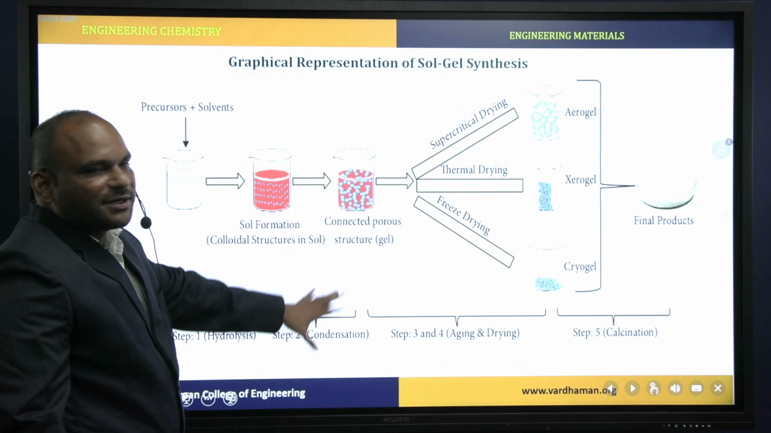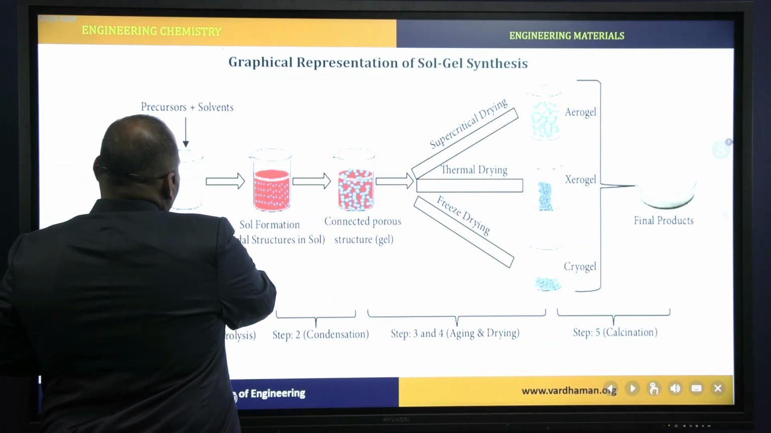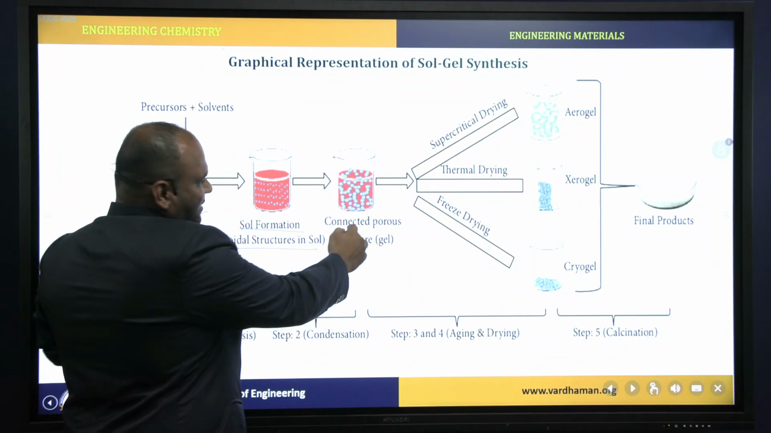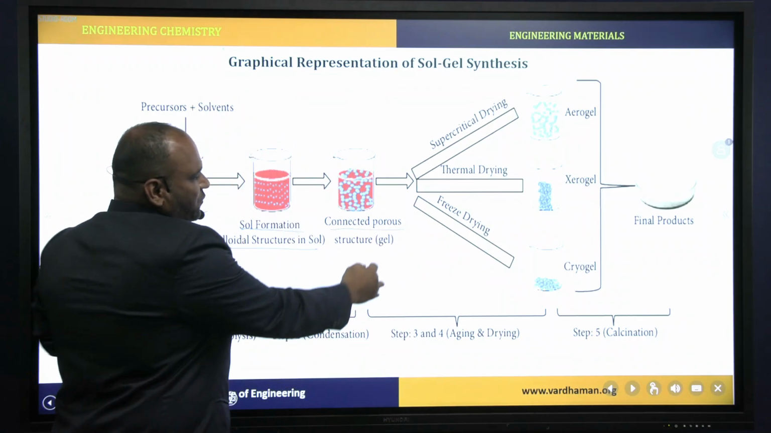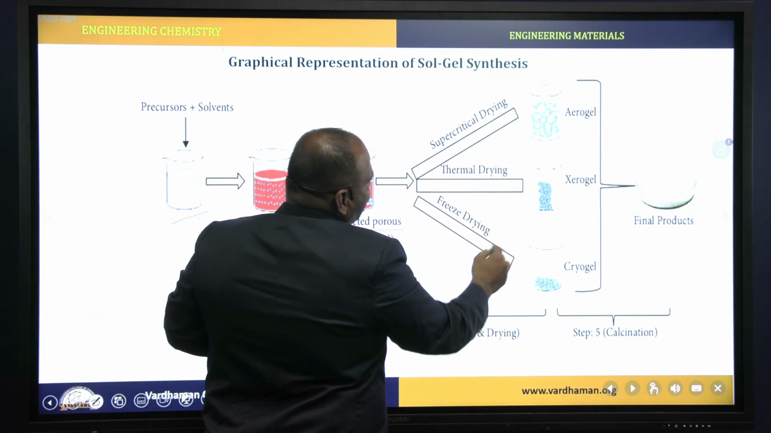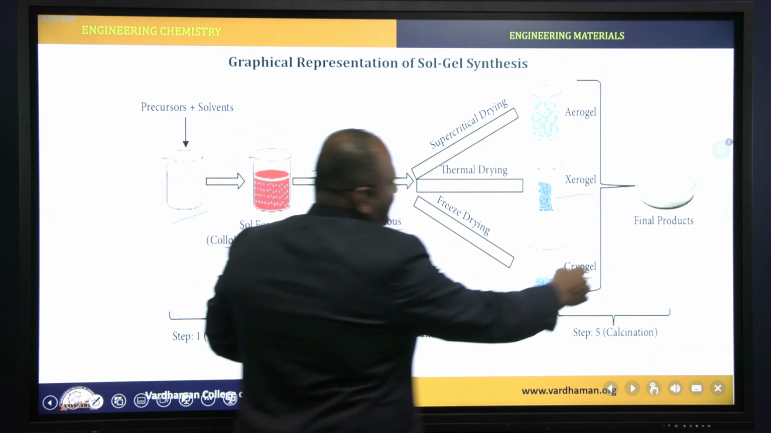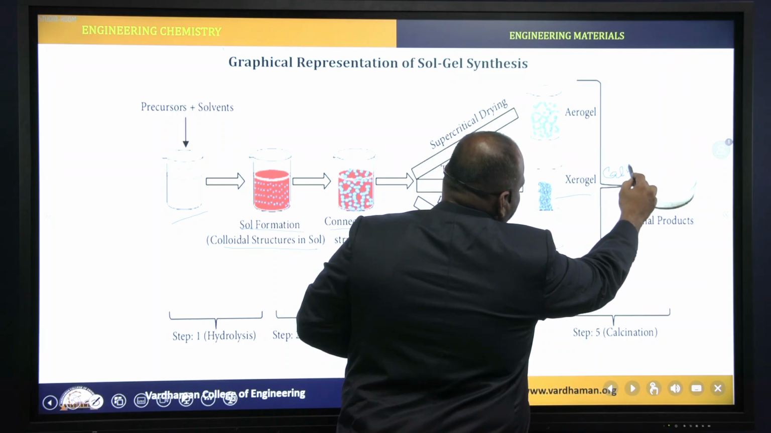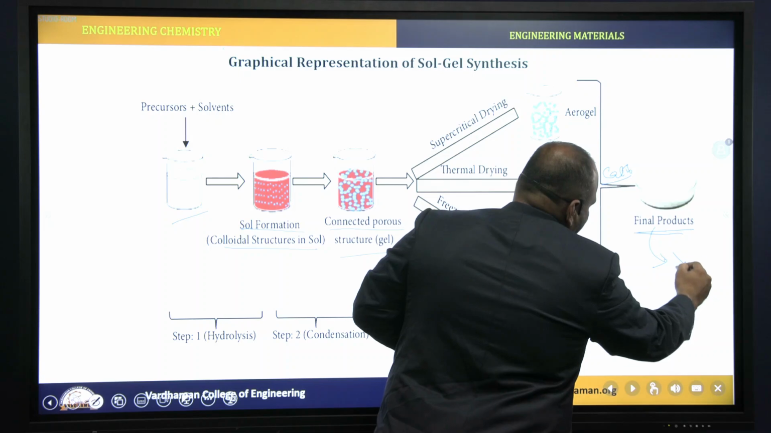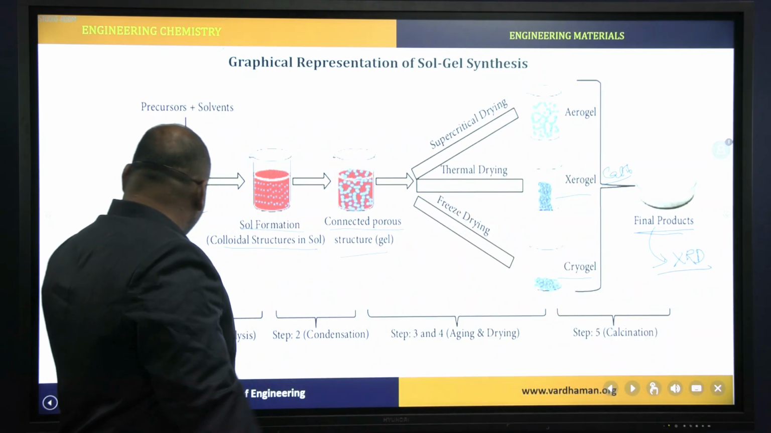This is the graphical representation of the sol gel method. Precursors in solvent form a sol, in which colloidal structures are there. This sol is later converted into gel. The gel is dried in three ways: supercritical drying, thermal drying, and freeze drying, giving aerogel, xerogel and cryogel. These gels finally undergo calcination, and we get our final product. Whether the product is formed or not, we can decide by recording XRD, right? This is about the sol gel process.